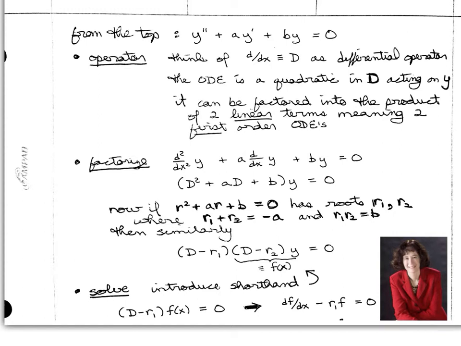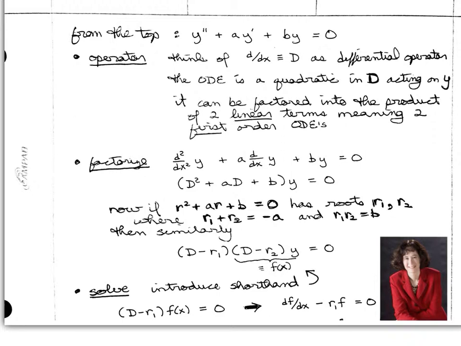Hello, Professor Simmons here. We're going to look at the theory of how to solve a second-order linear differential equation with constant coefficients that has a right-hand side equal to 0. So here's an example of such an equation: y double prime plus a constant a times y prime plus another constant b times y equals 0.